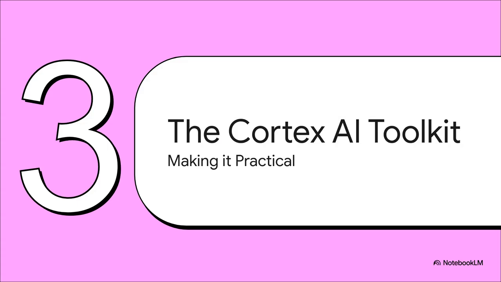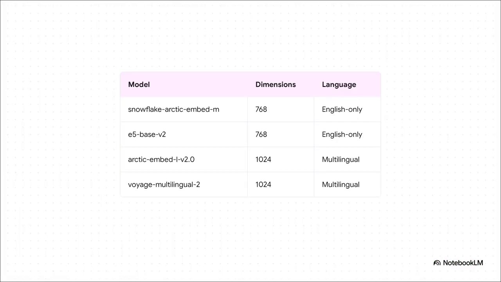Okay, so that's the big idea. But how do you actually do this? How does Snowflake make this a practical reality for your own data? Well, that's where the Cortex AI Toolkit comes in. Right out of the box, Snowflake gives you a whole suite of these embedding models to choose from. You've got options for just English or for multilingual text. You can pick different vector sizes or dimensions. Just think of dimensions as how detailed the map coordinates are. More dimensions can capture more nuance, so you just pick the right tool for your specific job.